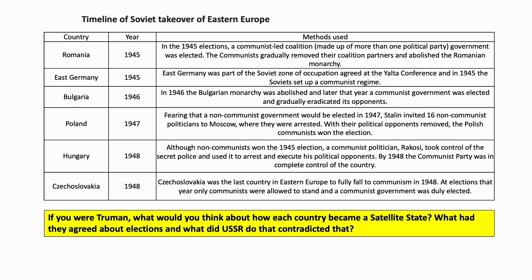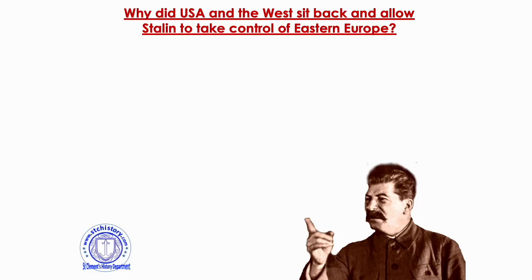Okay, so if you are Truman, what would you think about how each of these countries fell? Angry, annoyed, paranoid, worried, whatever it might be. I know we've talked about that throughout this video, but before you move on, formalize your thoughts into a document or however you're revising this. So now we've done the content of it, how does it look for an exam paper? Could it be question 1 or question 3?